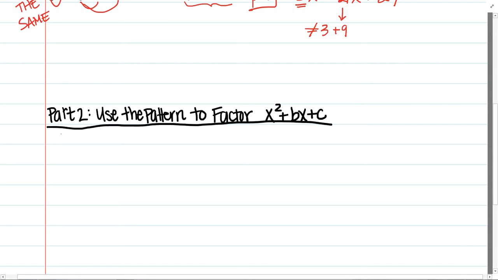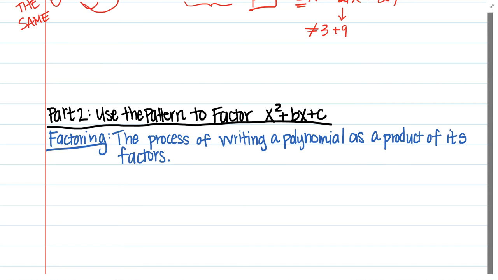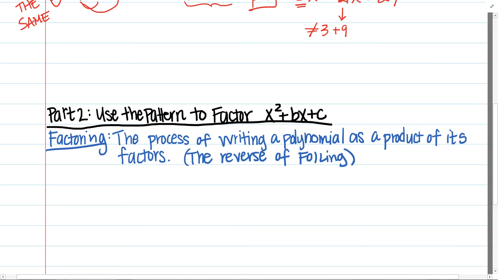Okay, specifically, our goal in factoring is, well, let's just define what factoring is. We can define factoring as the process of writing a polynomial as a product of its factors. And you can think of it as kind of like the reverse of foiling. Well, and other kinds of multiplication. But in this case, we're going to be looking at it as the reverse of foiling.